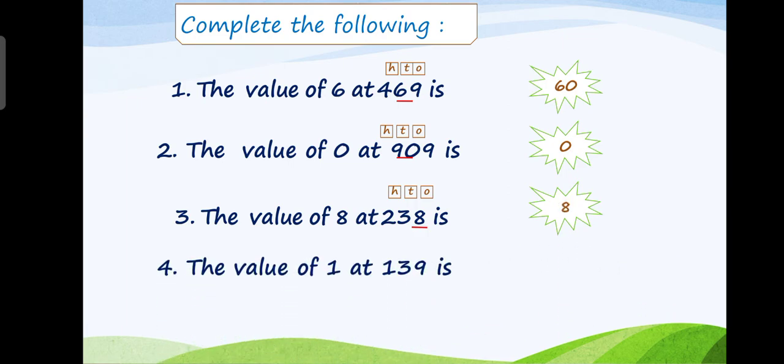Number 4, the value of 1 at 139. The value of 1 is... ones, tens, hundreds. Excellent. 1 is in which place? Hundreds. Hundreds have how many zeros? 2 zeros. So it will be 100. Again, the value means the number has how many zeros?